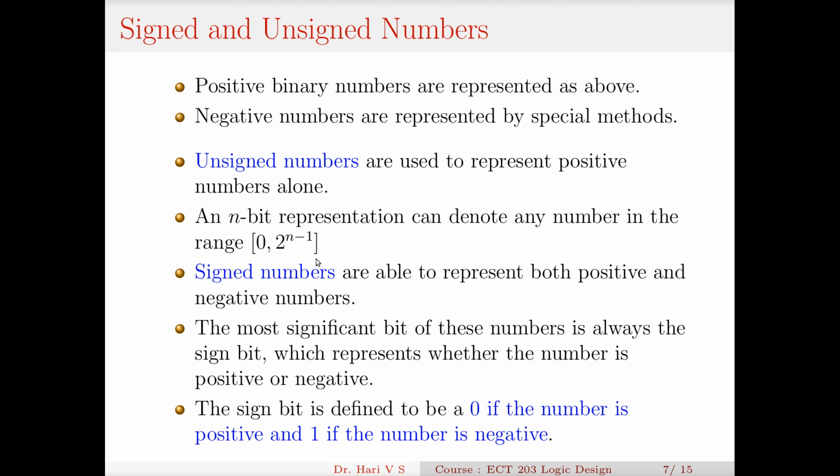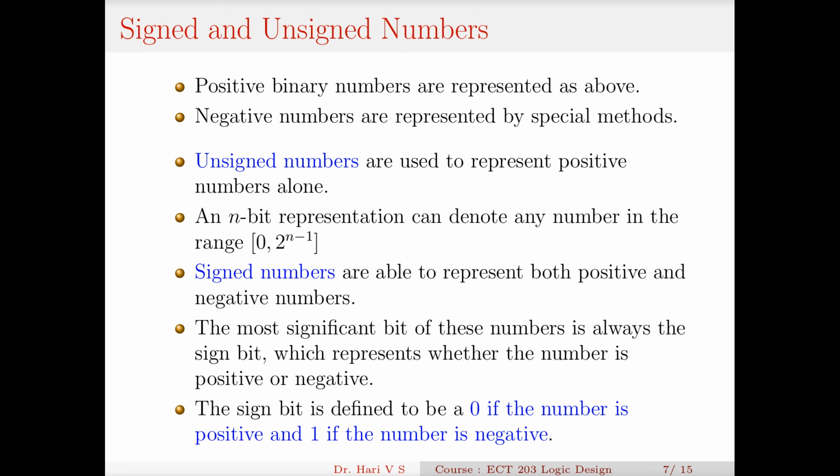So a 3-bit number can be 000, 001, 010, 011, 100, 101, 110, and 111. With 3 bits you can represent from 000 to 111. So what is that? 0 to 7. That is 0 to 2 raised to 3 minus 1; 2 cubed is 8, minus 1, so 0 to 7.